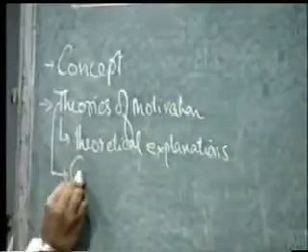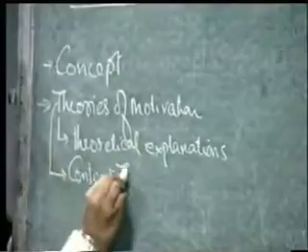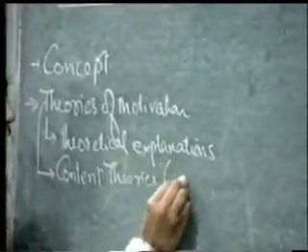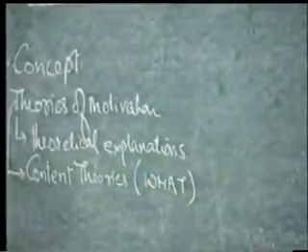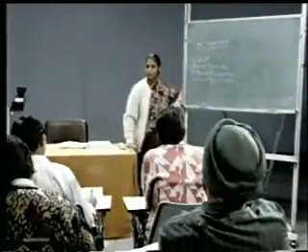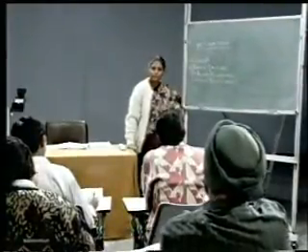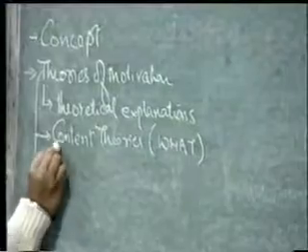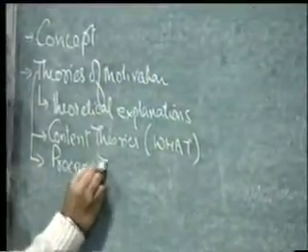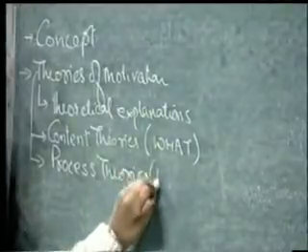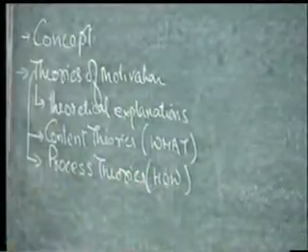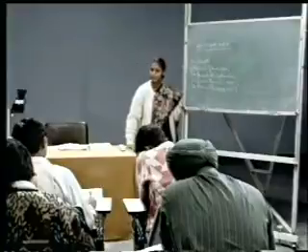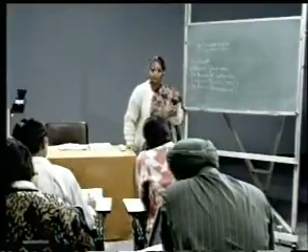One are the content theories, and content theories lay emphasis upon what motivates the individual. That means what factors cause motivation. And the next category is the process theories, and they lay emphasis upon the how of motivation, that is, how motivation takes place or how motivation is affected.